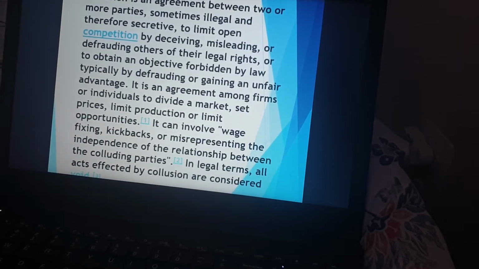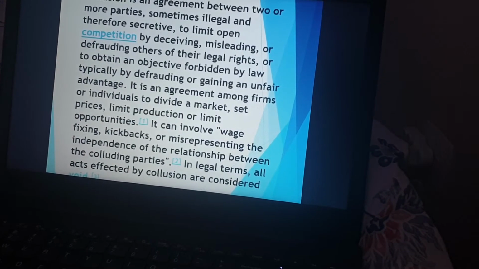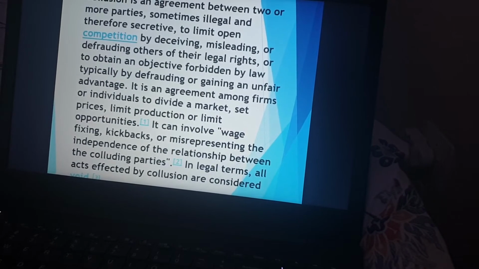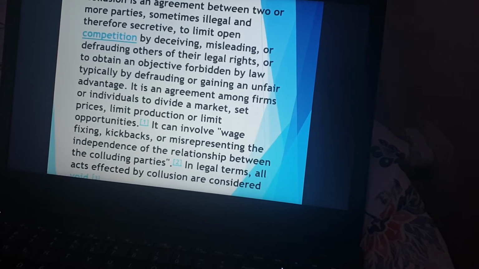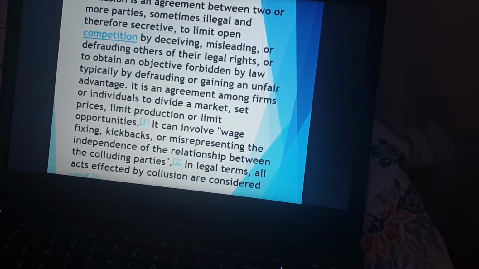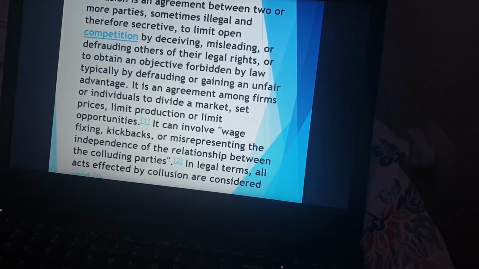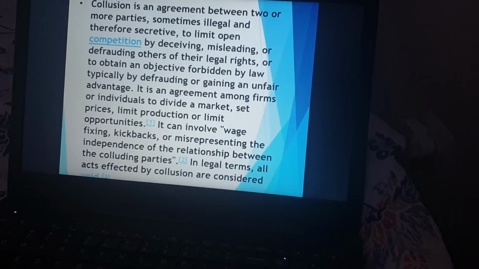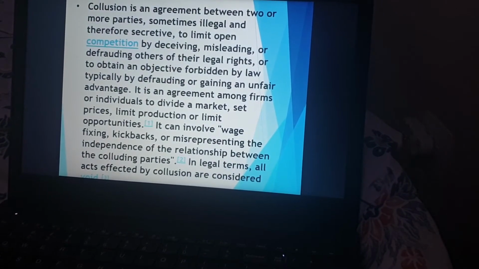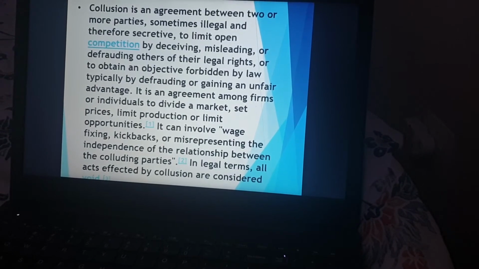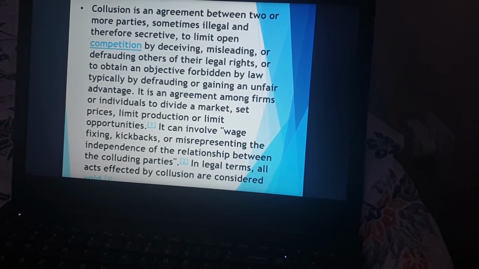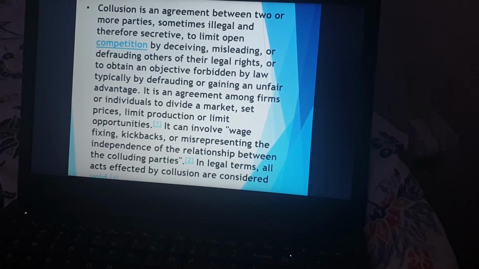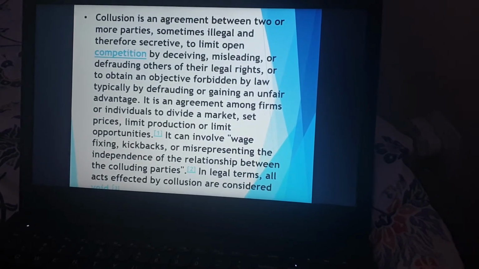or limit opportunities. It can involve wage fixing, kickbacks, or misrepresenting the independence of the relationship between the concluding parties. In legal terms, all acts effected by collusion are considered to be illegal.